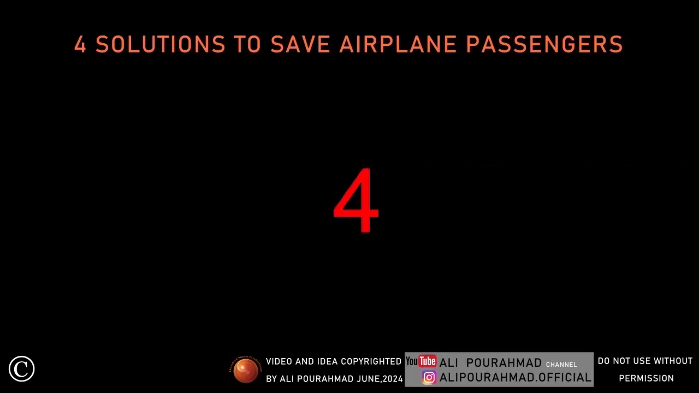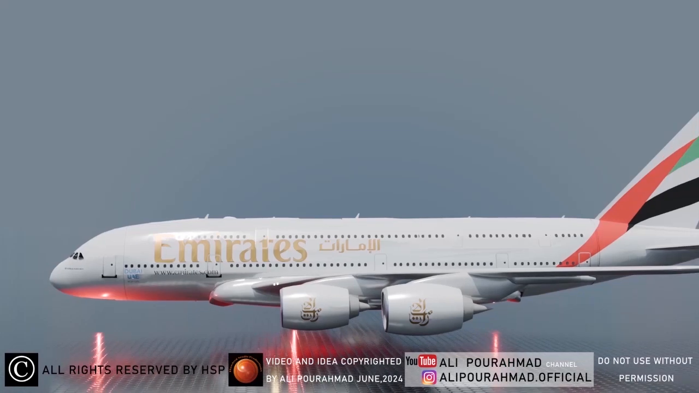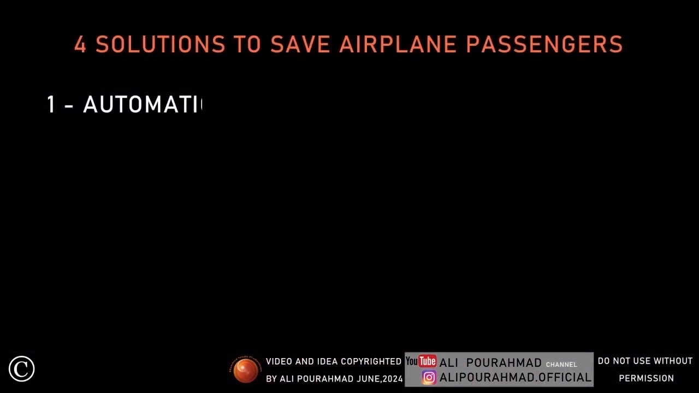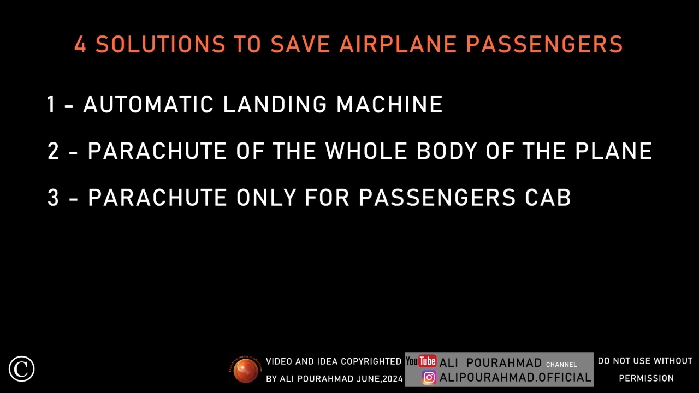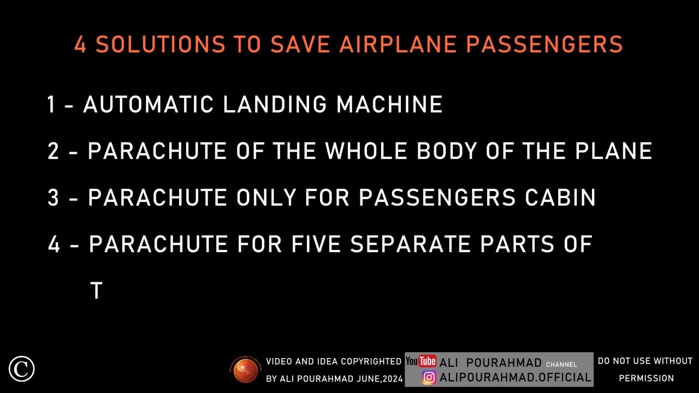4 solutions to save airplane passengers. 1. Automatic landing machine. 2. Parachute for the whole body of the plane. 3. Parachute only for the passenger cabin. 4. Parachute for 5 separate parts of the passenger cabin.